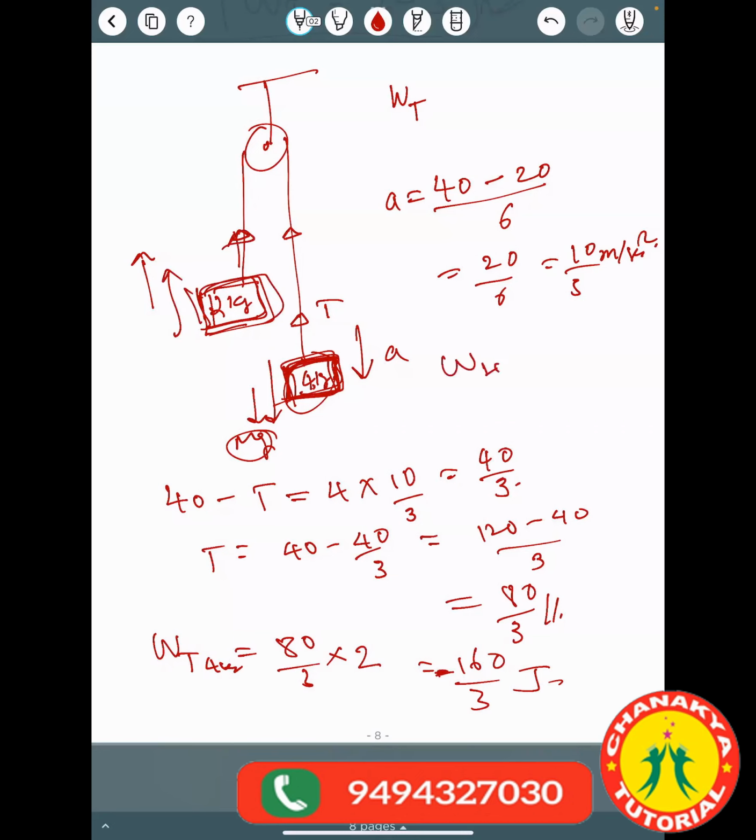So on 2 kg by tension, how much will it be, guys? 80 by 3 is my tension multiplied by 2. So distance is 2, right? So 160 by 3. This will be plus. The total work done by tension is coming out to be 0. This is plus 160 by 3 minus 160 by 3.